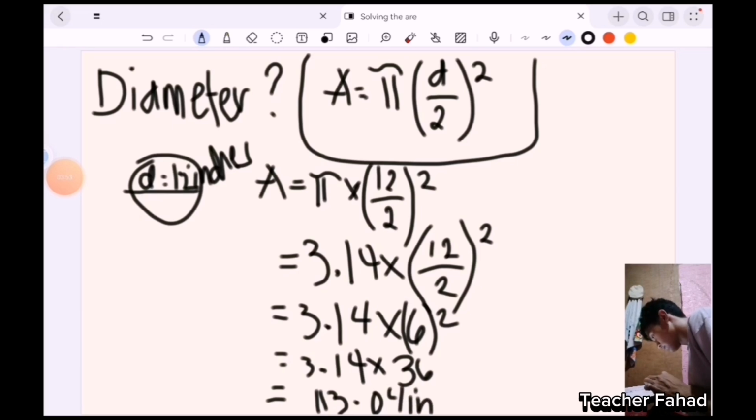Inches square. So finally, the area of circle with the diameter of 12 inches is 113.04 inches square.